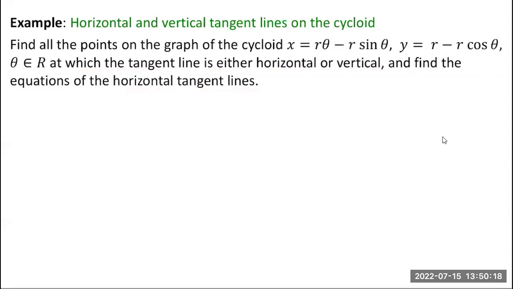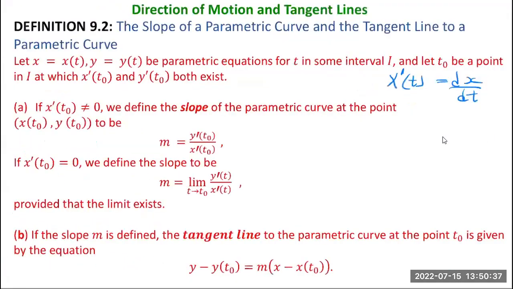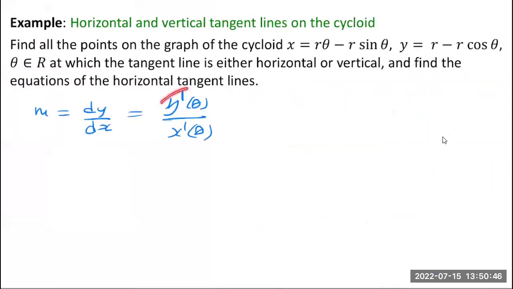Okay, first let me write the formula for the slope of the tangent line. Slope is given by m is equal to, if you want to say dy over dx is equal to, in this case, y prime of theta divided by x prime of theta. This follows from the previous definition. At a particular point t naught, the slope is given by y prime of t naught divided by x prime of t naught. At a general point, it will be y prime of theta divided by x prime of theta. That's the slope of your parametric curve.